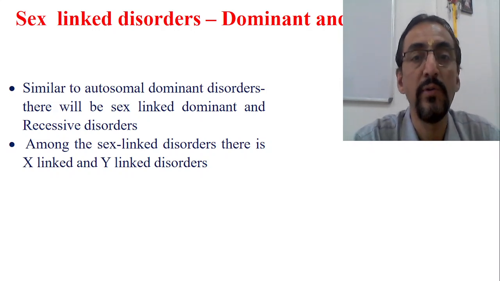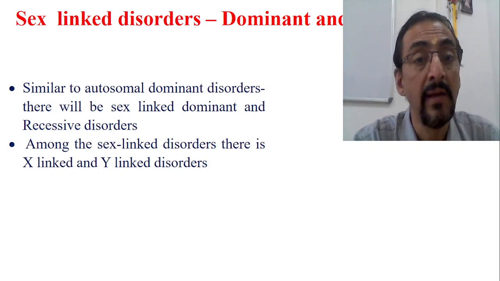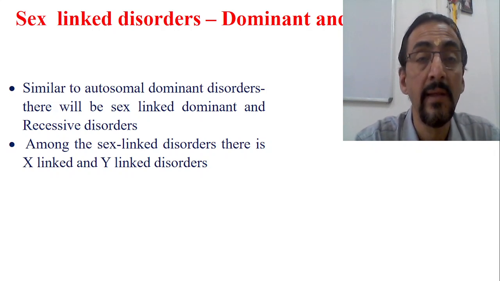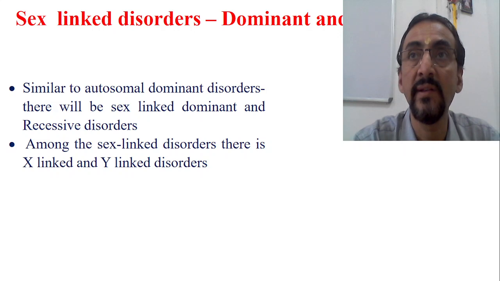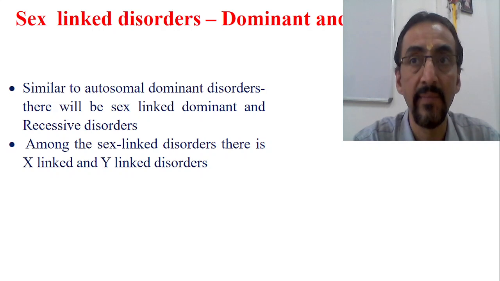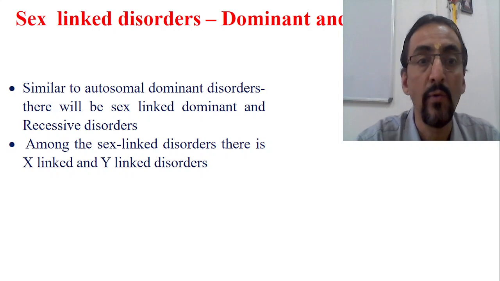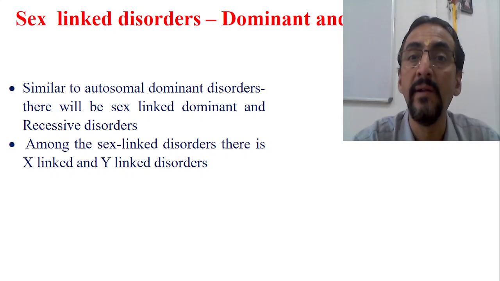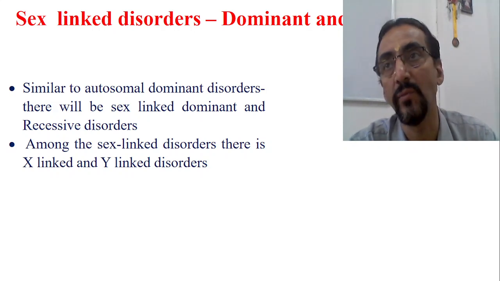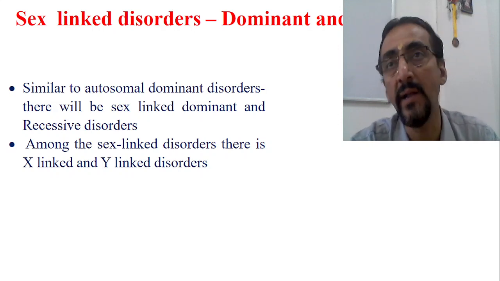Now, similar to autosomal dominant disorders, there will also be sex-linked dominant disorders and also sex-linked recessive disorders. Among the sex-linked disorders, there are two types because one X is there in the male with Y, and two X in the female, isn't it? So basically two important chromosomes are there. One is X, another one is Y. So we have X-linked dominant and X-linked recessive, Y-linked dominant and Y-linked recessive. Among the sex-linked disorders, there are X-linked and Y-linked disorders.